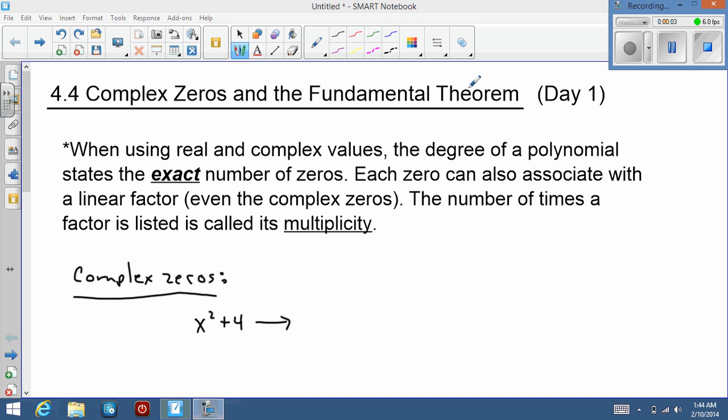Today we are working on 4.4 Complex Zeros and the Fundamental Theorem, Day 1. When using real and complex values, the degree of a polynomial states the exact number of zeros, and each zero can also associate with a linear factor, even the complex zeros. The number of times a factor is listed is called its multiplicity. So if you see a factor listed 3 times, the multiplicity is 3. If you see a factor once, the multiplicity is 1.